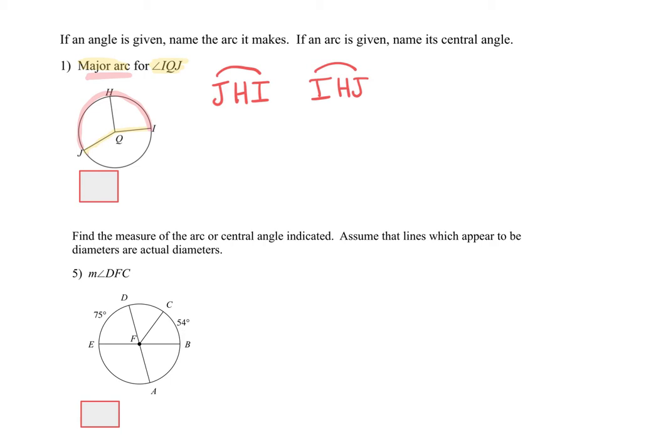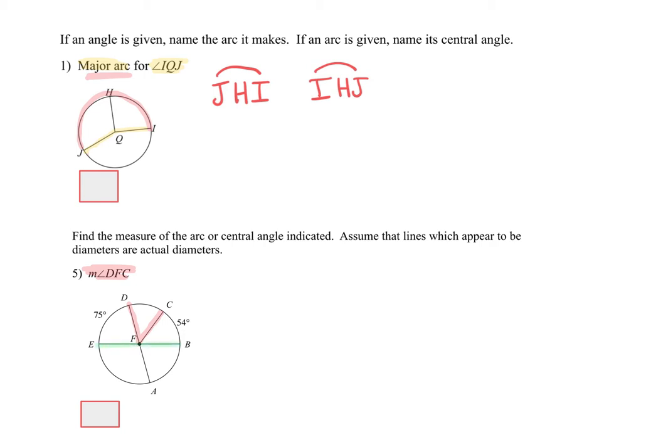If they give you an arc, you're just giving the angle that is made because there's only one option for the angles, okay? Find the measure of the arc or central angle indicated. Assume that lines that appear to be diameters are diameters, okay? So they are asking for the measure of angle DFC. So we want to first find that angle DFC. They said that I can assume diameters.